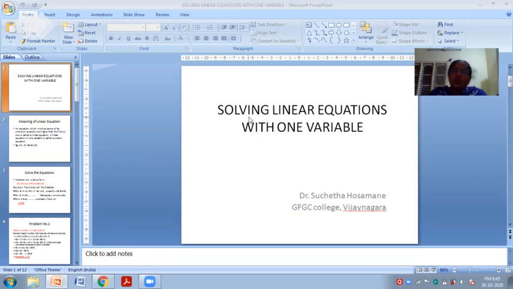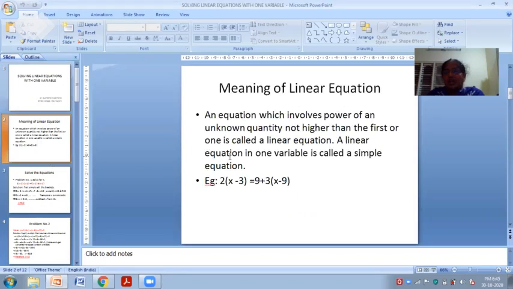Today we are going to learn about solving linear equations with one variable. In the previous class, I have already explained what an equation is, what the types of equations are, and how we recognize the type of equation. That means, what do we mean by a linear equation? That we have to understand first. So what do we mean by a linear equation?